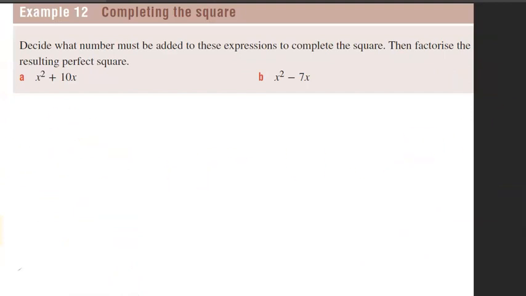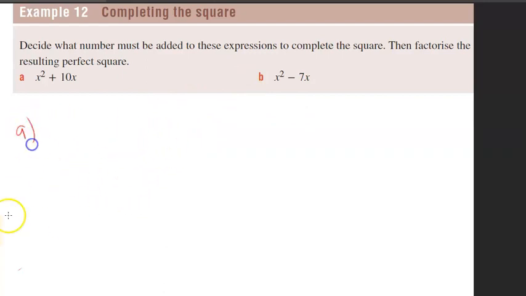Alright, before we look into that complex example, let's look into an example where we just want to focus on completing the square. So we're going to decide what number must be added to these expressions to complete the square. And then we're going to factorize the resulting perfect square. So there's no surds involved with these type of examples. This is just to get a better feel of how completing the square works.